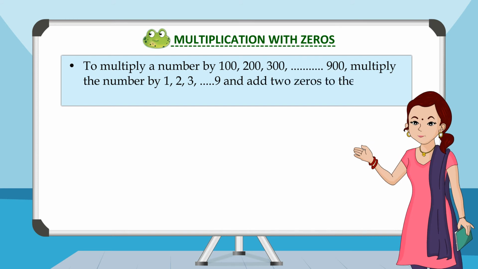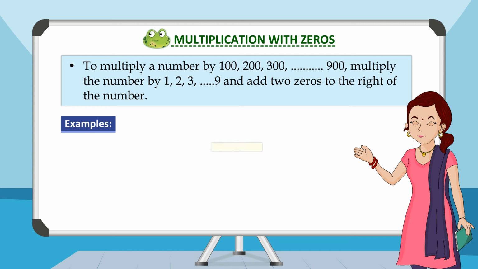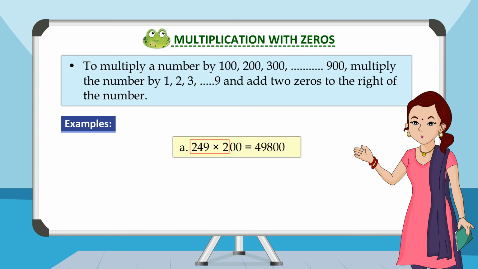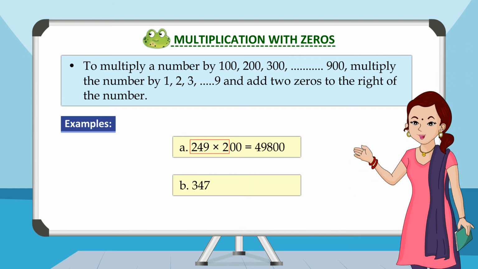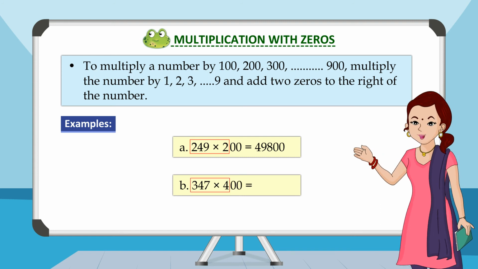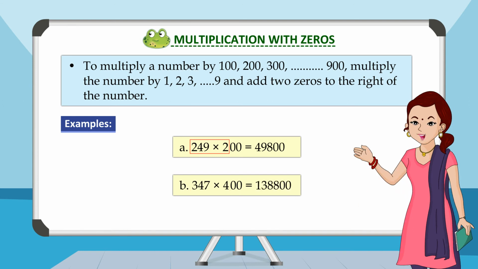2 zeros to the right of the number. Examples: A. 249 into 200 is equal to 49,800. B. 347 into 400 is equal to 1,38,800.